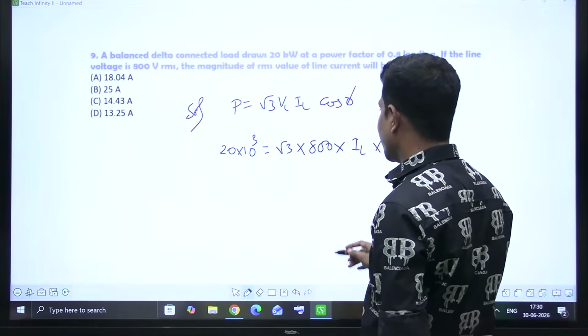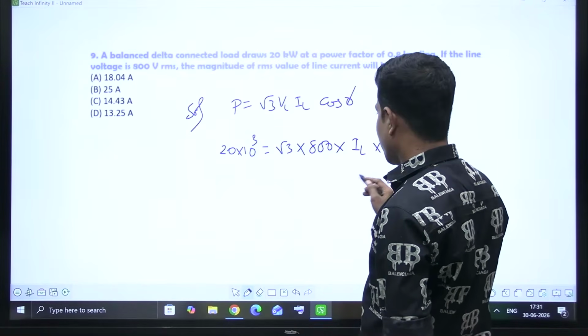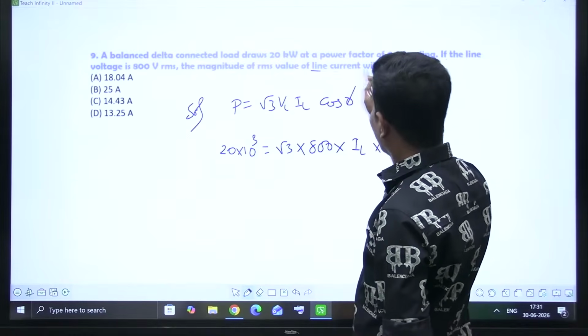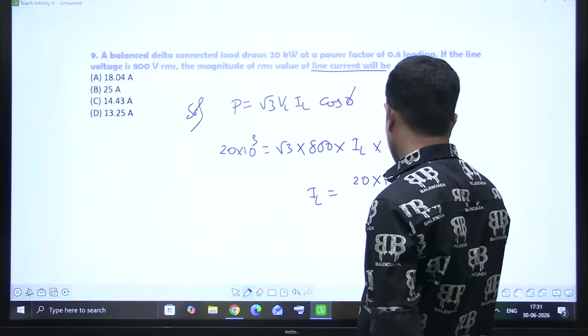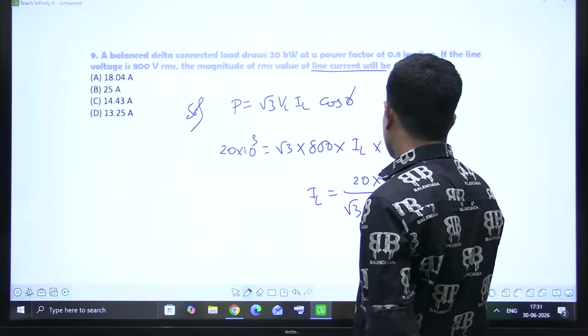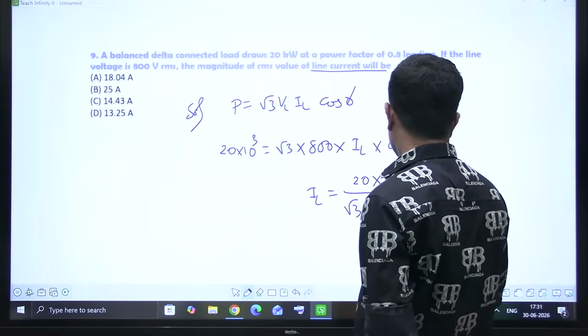How much is it? 0.8, right? So 0.8. Now he's asking for the line current directly, not even the phase current. This is a question where I hate this kind of simple questions. Okay, 1000 divided by root 3 into 800 into 0.8.